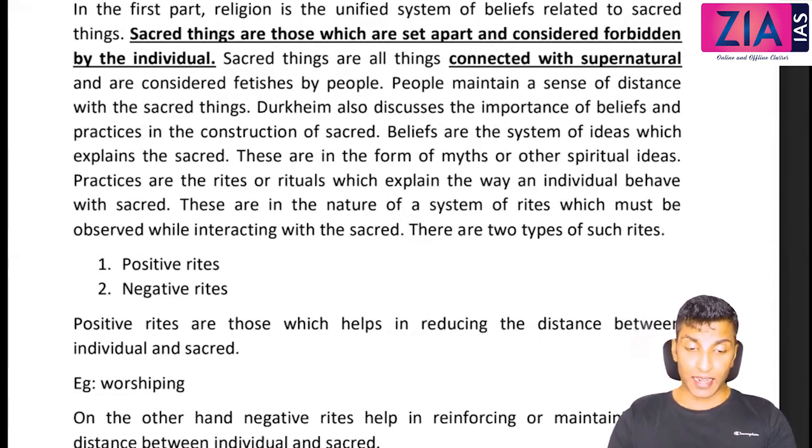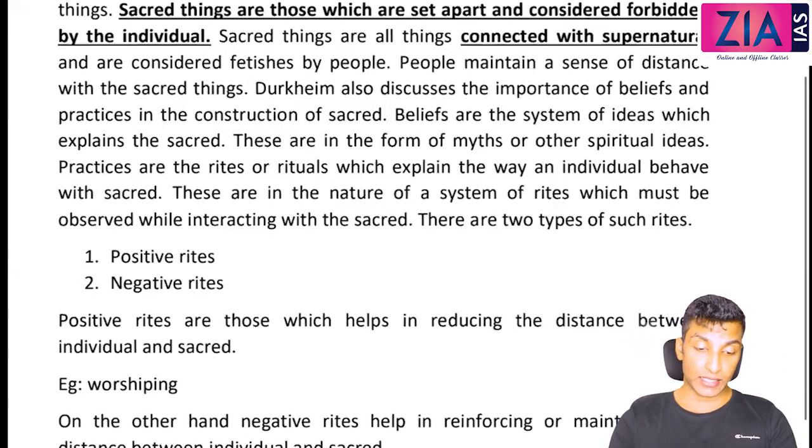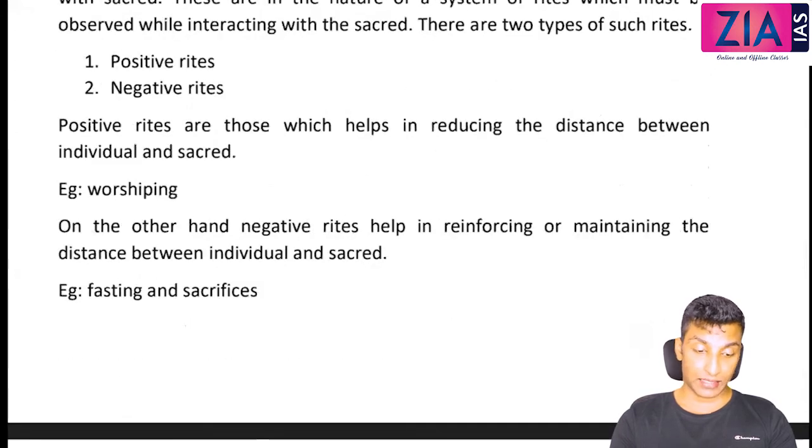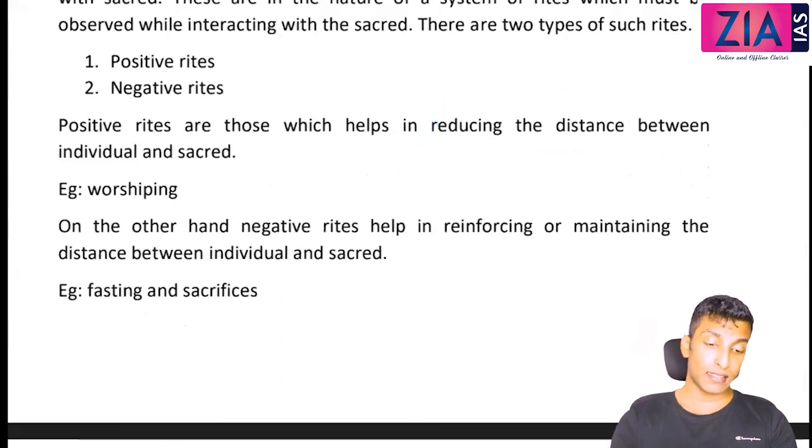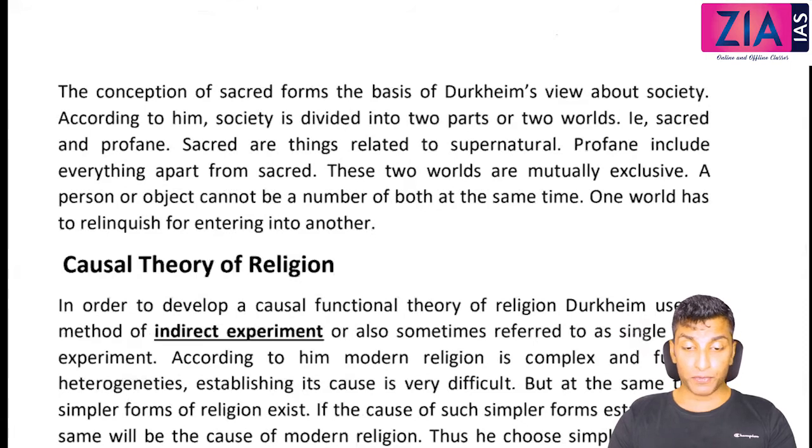Practices are the rites or rituals which explain the way individuals interact with the sacred. These are in the nature of a system of rites which must be observed while interacting with the sacred. There are two types of such rites, positive rites and negative rites. Positive rites help in reducing the distance between individual and sacred, for example, worshipping. On the other hand, negative rites help in reinforcing or maintaining the distance between individual and sacred, for example, fasting and sacrifices.